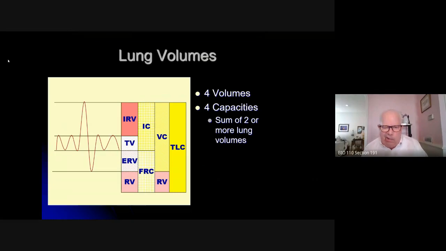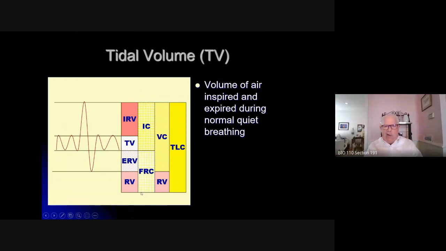We measure 4 volumes and we measure 4 capacities. And the word capacities is a sum of two or more lung volumes. And this is what we measure. And we'll talk about each of these squares individually.